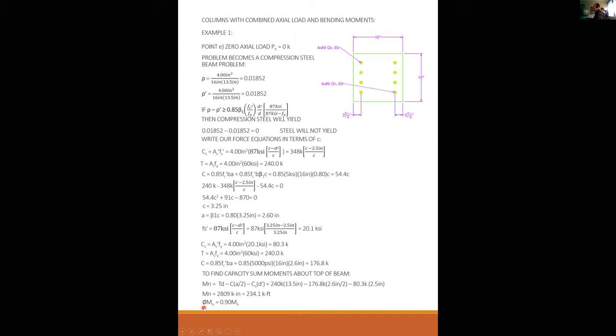Because epsilon sub t is greater than 0.05 in this case, then phi is equal to 0.9, and you have an allowable capacity of 211 kip feet. P naught is equal to zero.